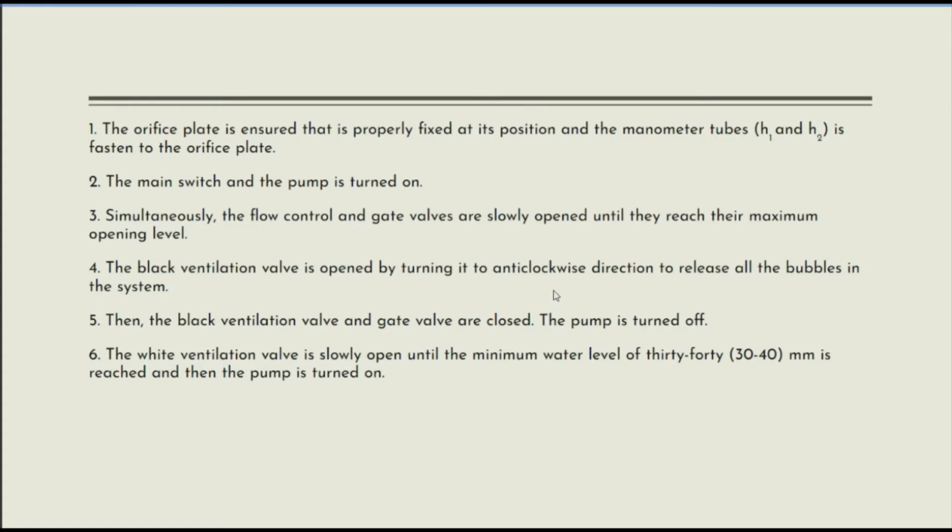Then the blade ventilation valve is opened by turning it anti-clockwise to release all the bubbles in the system. Then the blade ventilation valve and gate valve are closed. The pump is turned off. The white ventilation valve is slowly opened until the minimum water level of 30 to 40 mm is reached, and then the pump is turned on.